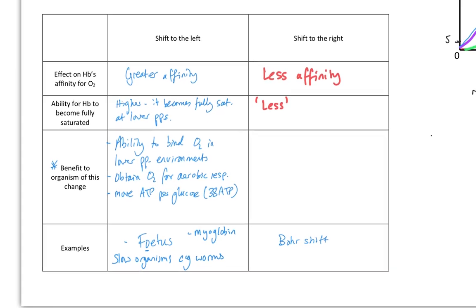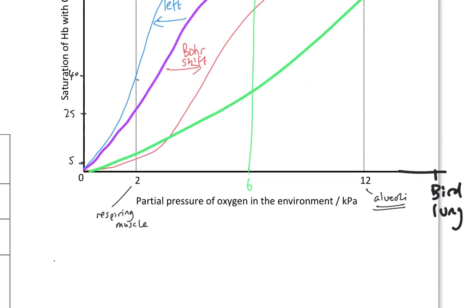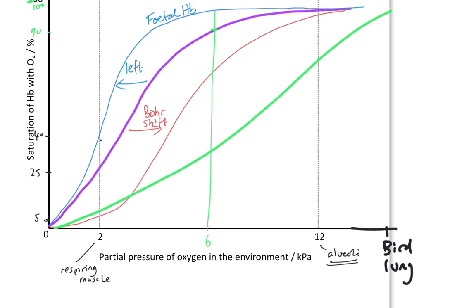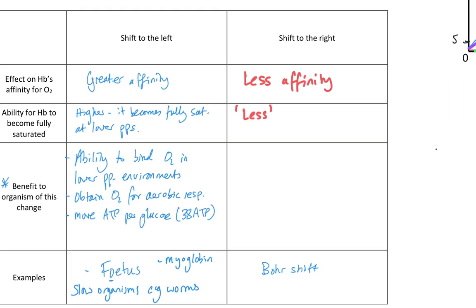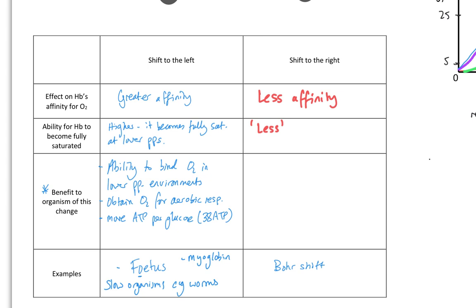Right. So yeah, benefits to the organism. Well, the benefits are, again, let's go back to our red line. So we're on this Bohr shift, and it's down here. That means that hemoglobin has less affinity, therefore it gives up more of its carried oxygen. So it's still getting pretty much fully saturated, but it is giving up more. So ignore the ability to become fully saturated.